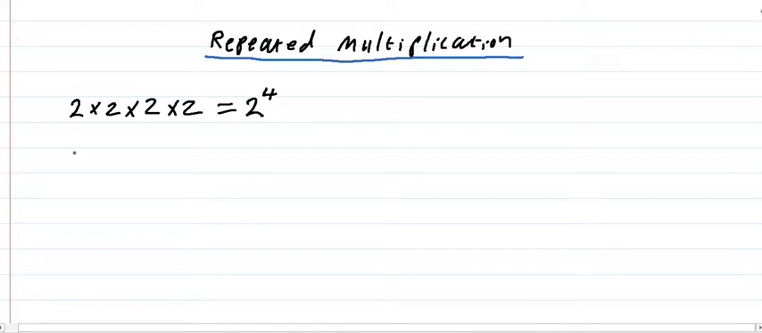We'll take another example. Let's try 3 times 3 times 3 times 3 times 3. The base in this case is 3, and I have multiplied that by itself 1, 2, 3, 4, 5 times. So I write that out as 3 to the power of 5.